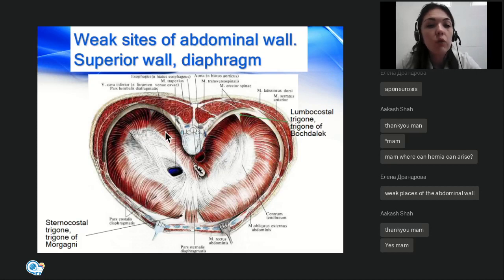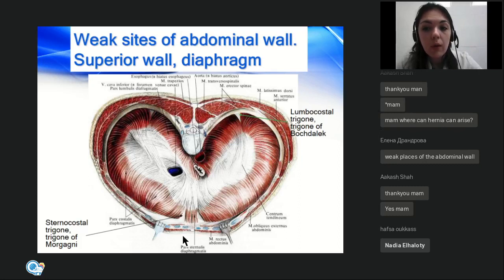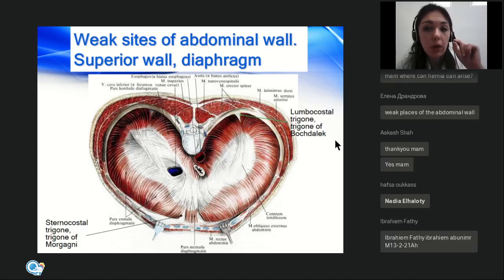two paired. Between the three parts of the diaphragm, there are two triangles. The sternocostal triangle is located between the sternal part and the costal part of the diaphragm. It is the sternocostal trigon, or trigon of Morgagni. And the lumbocostal trigon is between the lumbar and costal parts of the diaphragm. It is the trigon of Bochdalek. Hernias which arise through these trigons have the same names: Morgagni hernia and Bochdalek hernia.